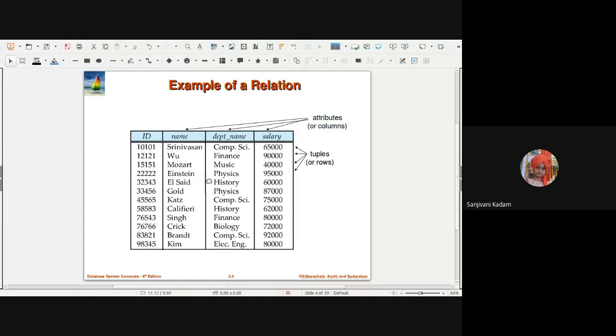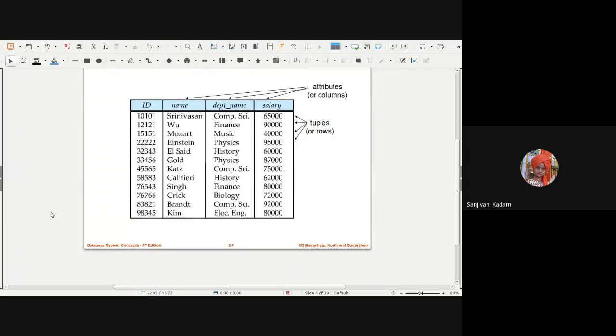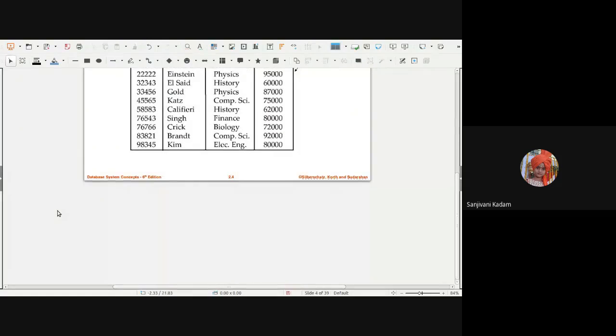So here there are two entries, Einstein and another, Gold. These two are the instructors which belong to the physics department. Now let us see whether we can move to the next part.